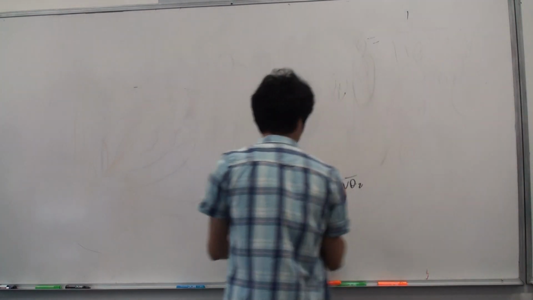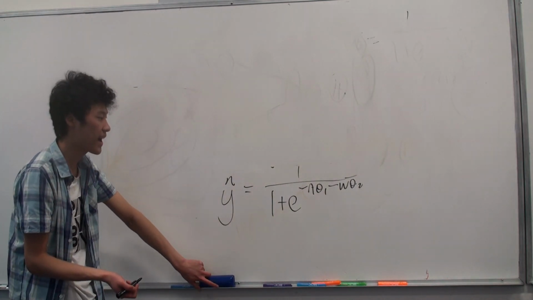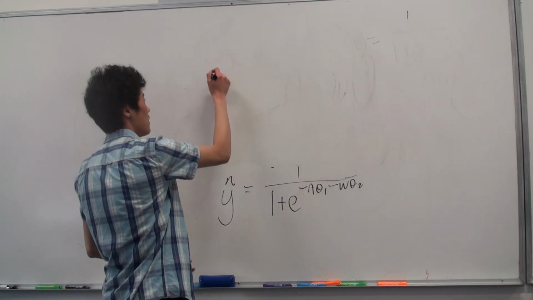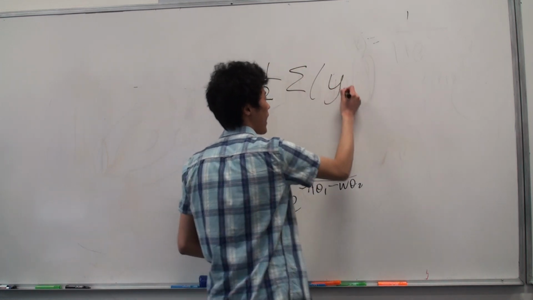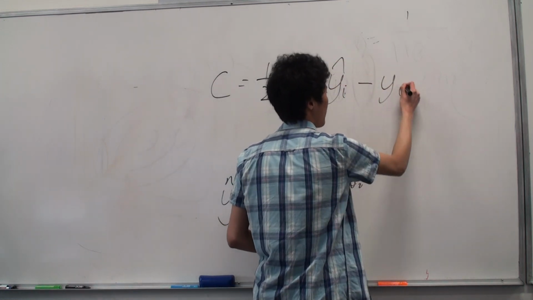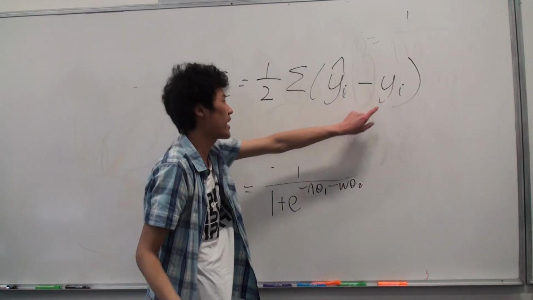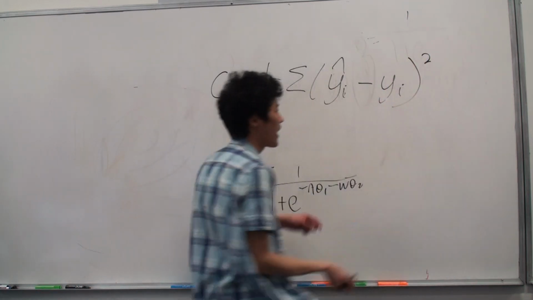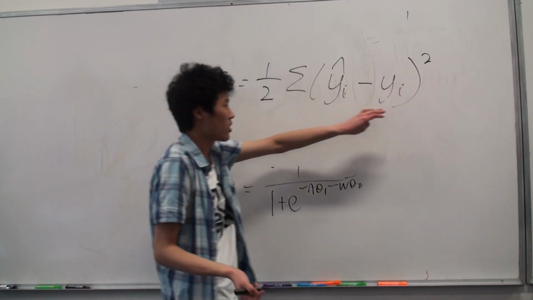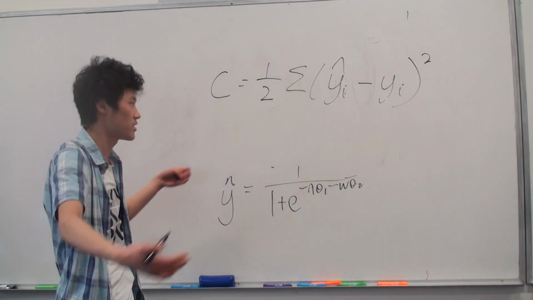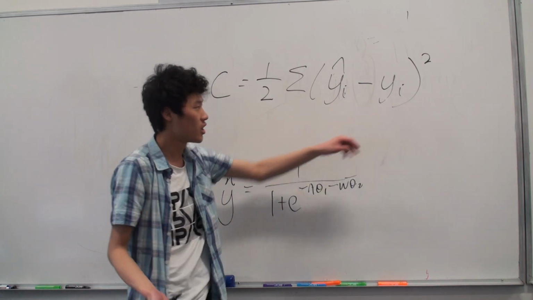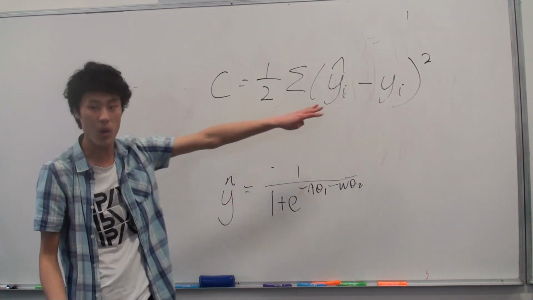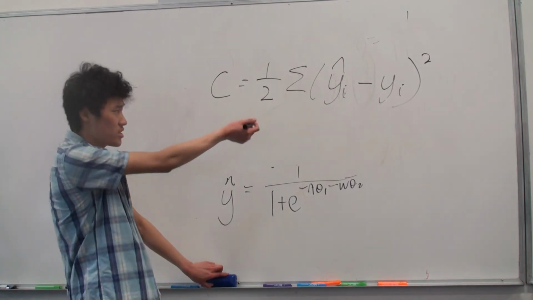Okay, so with this, we have y hat. But remember, what is the cost function? The cost function is 1/2 the sum of the prediction minus your true y, squared. This is your true y, this is your prediction, and you square it. Why do we square it? Because we want to penalize the bigger differences. The bigger the difference between the true value and the predicted value, we want to make it bigger. So that's why we square it. This is the cost function.